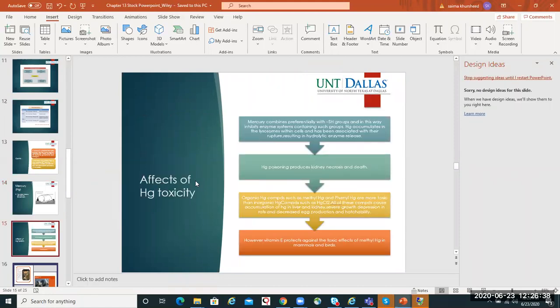So the effect of mercury toxicity is that it combines with SH groups, and in this way it inhibits enzyme systems containing such groups. Mercury accumulates in the lysosomes within cells and has been associated with their rupture, resulting in hydrolytic enzyme release. Mercury poisoning also produces kidney necrosis and death. Some organic mercury compounds such as methyl mercury and phenyl mercury are more toxic than inorganic mercury compounds. All of these compounds cause the accumulation of mercury in the liver and kidneys. Severe growth depression in rats and decreased egg production and hatchability are found in animals. However, vitamin E protects against the toxic effect of methyl mercury in mammals and birds.